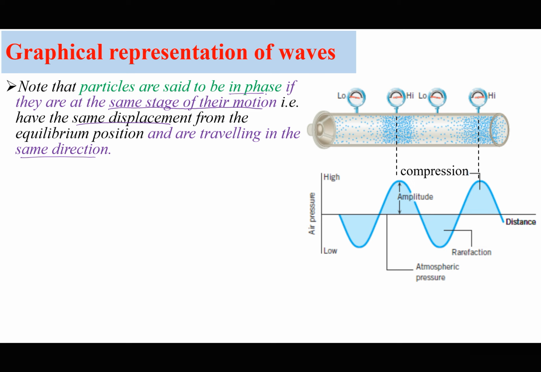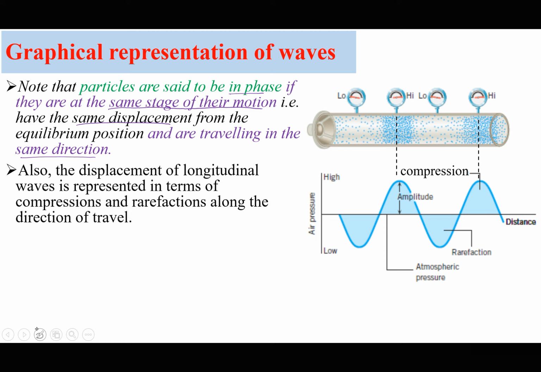Also, I want you to note that the displacement of a longitudinal wave is represented in terms of compressions and rarefactions along the direction of travel, where we know that where particles are very close to each other, we have what we call high particle density. And I said the pressure there is relatively high, or the air pressure there would be high if it is a sound wave due to vibration of air molecules or air particles. And we say that the distance between two adjacent compressions is also called the wavelength.